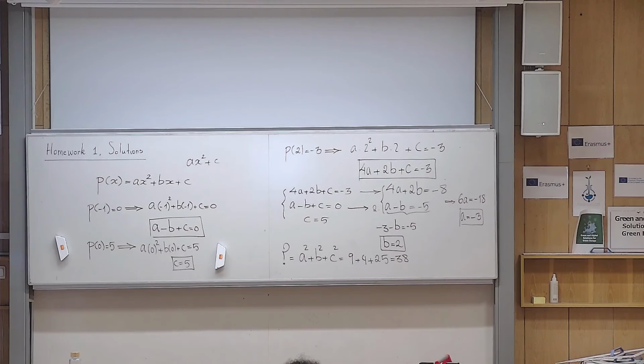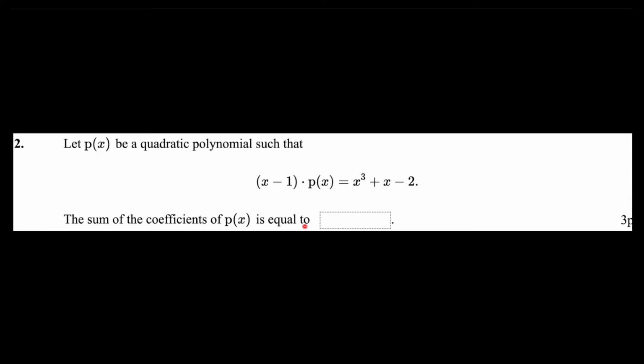Okay, so here it's a little bit harder. But I am using this as an excuse to teach you how to do this. Again, number 2, let p of x be a quadratic polynomial. I am playing with these words so that you also learn. Second degree polynomial means the same thing as quadratic polynomial. Yes, so remember these words. So let p of x be a quadratic polynomial such that x minus 1 times p of x is equal to x cubed plus x minus 2. The sum of the coefficients of p of x is equal to this.